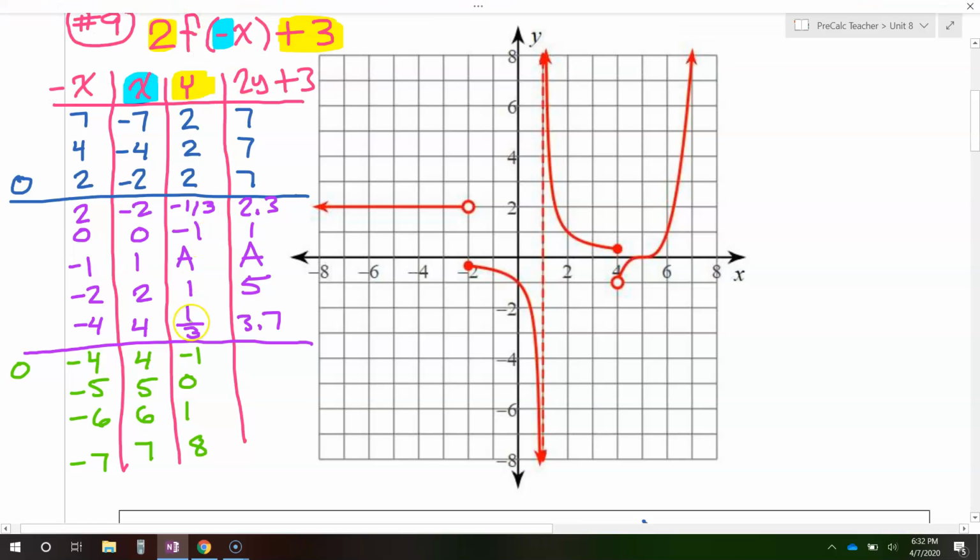All right, last part. 2y plus 3. So 2 times, well, we already had negative 1 before, so that's going to be 1. 0. 2 times 0 is 0 plus 3 is 3. All right, we already had 1 before, that was 5. Now 8. 2 times 8 is 16. Wow, this is going to be way off the graph. But 2 times 8 is 16, plus 3 is 19. So obviously that's not going to fit on the graph, but we've got it anyway, whatever.